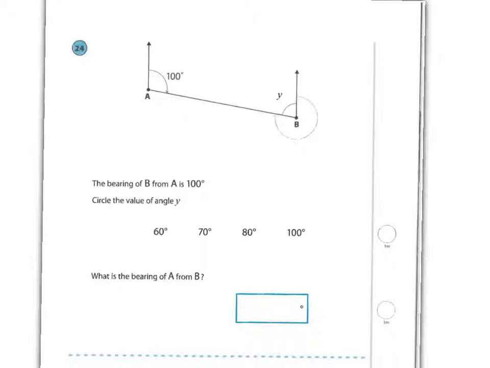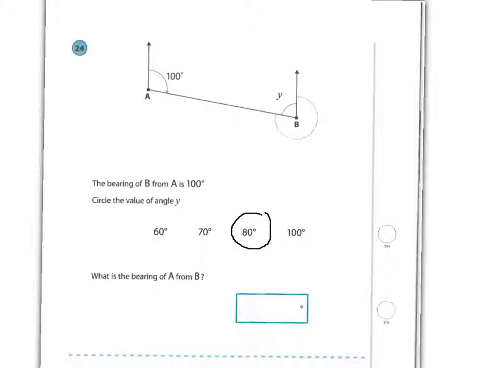The bearing of B from A is 100 degrees. This can be seen on the diagram. Circle the value of angle Y. Now what you have here is you have a pair of north lines and they are connected, and this makes a lovely C-shape angle. And when we have a C-shape angle, the angles in the corners of the C-shape angle have a special property, and that property is that they add up to 180 degrees. So the value of y is 80 degrees.